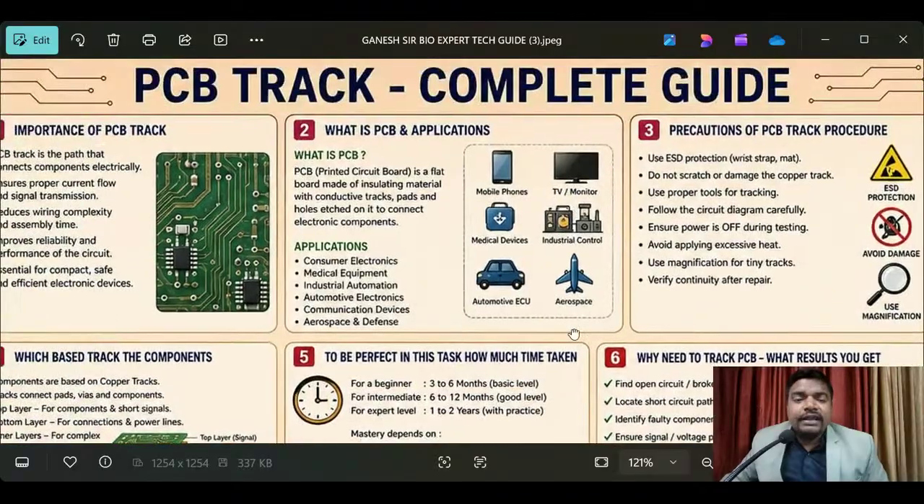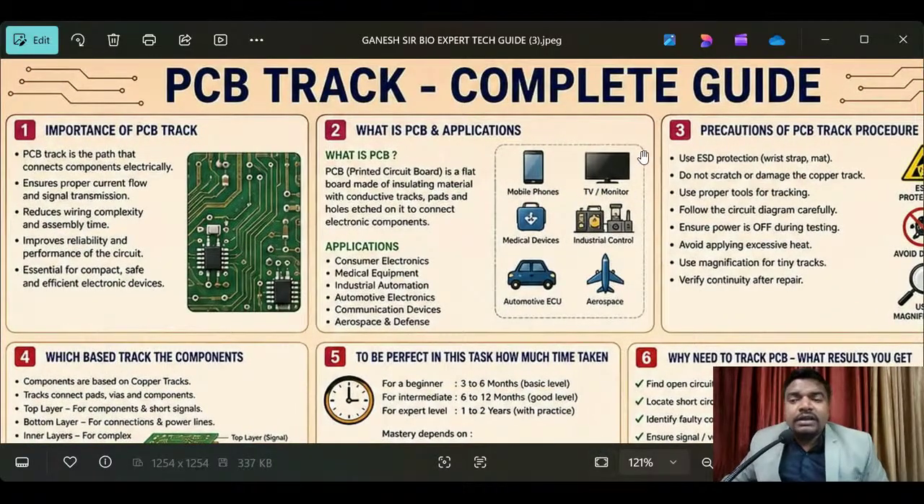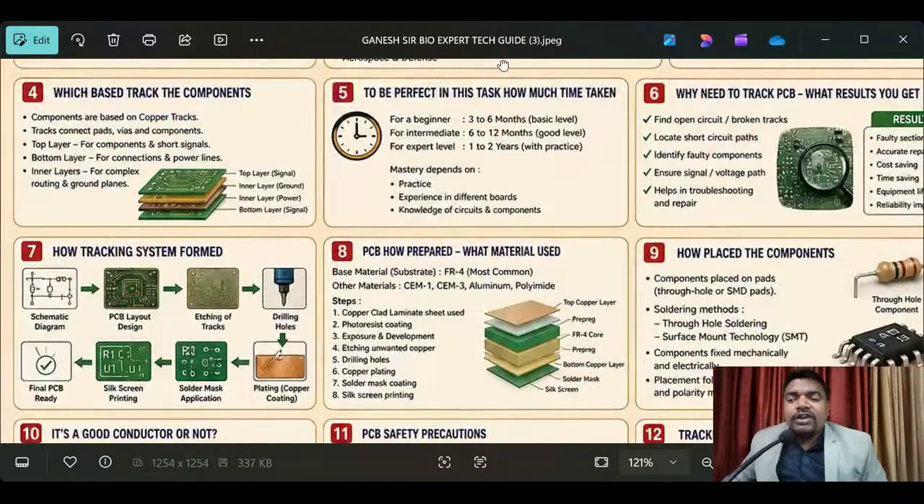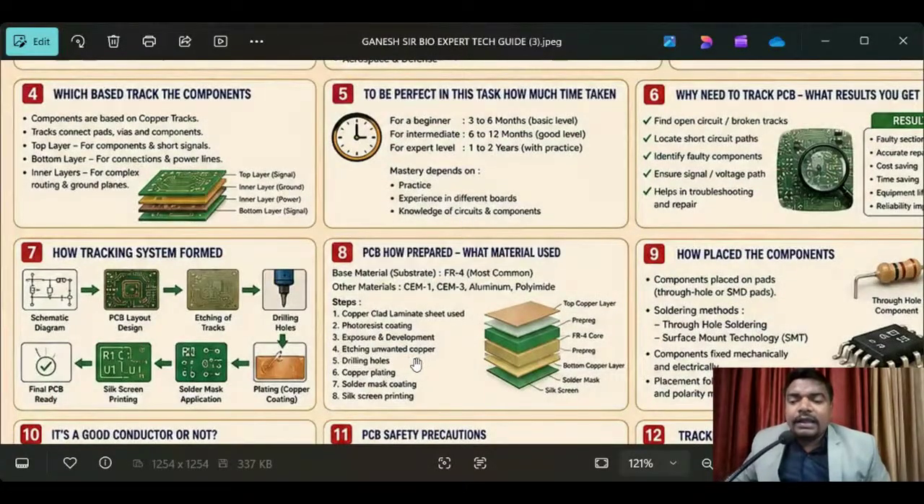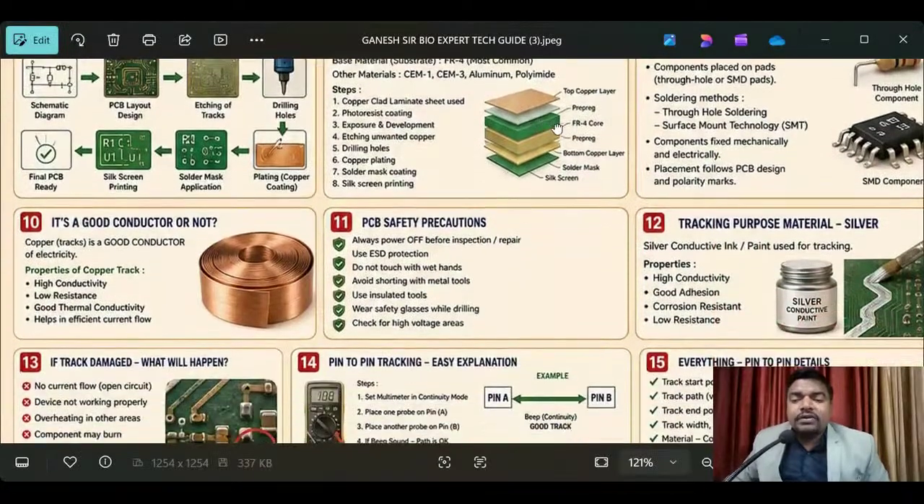Listen carefully. Now in this presentation, second slide, see here, PCB track complete guide. Multiple pieces of information which are important for PCB and electronic purposes, these are the things I have explained. I hope you got it very clear. Whatever I have said here is a very important point, so keep watching, and it will definitely be very helpful.